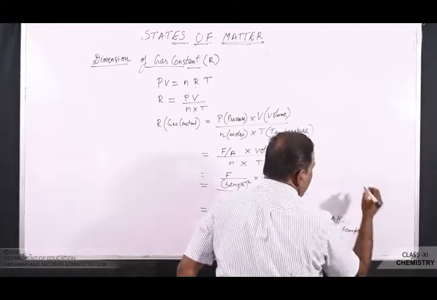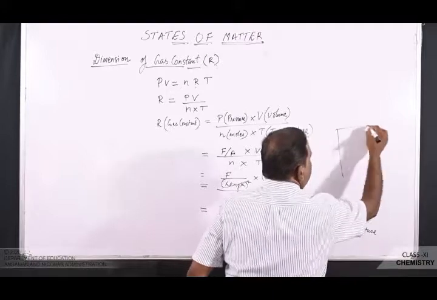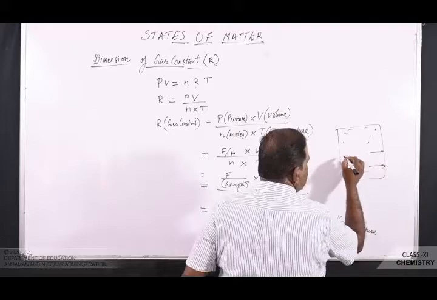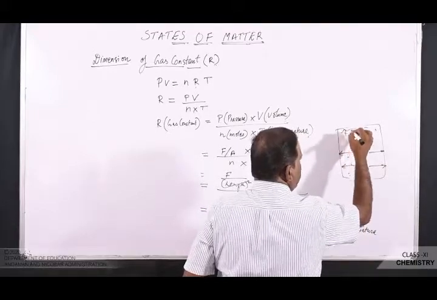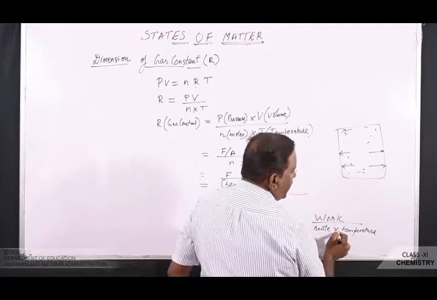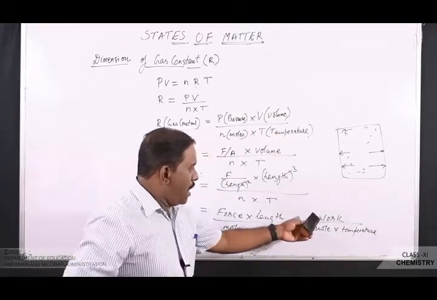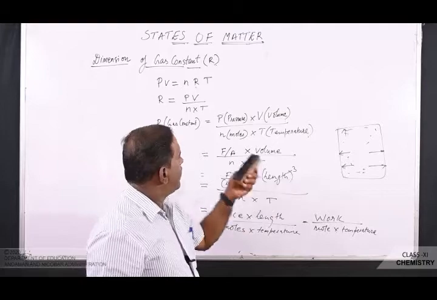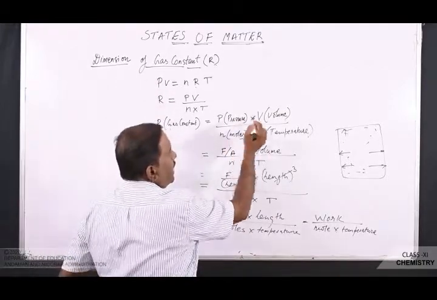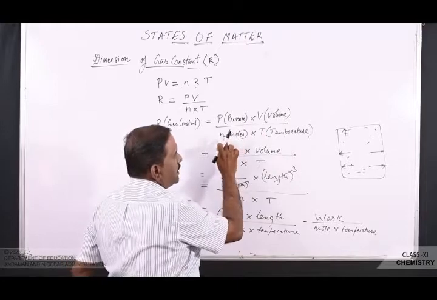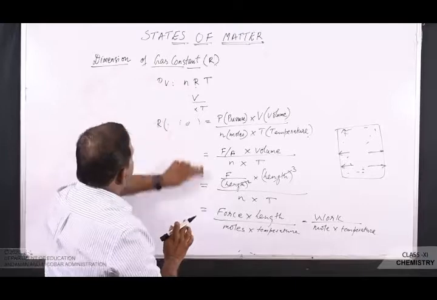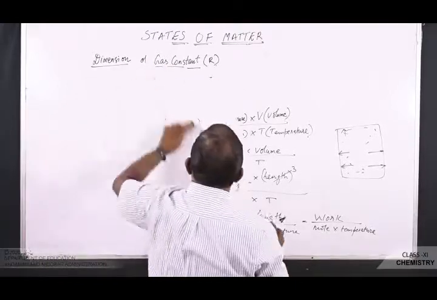Now in a container, as we know, when the gases are enclosed, the forces applied on the walls of the container is a work. So work by mole into temperature. Now let us see the different units of this pressure and volume. This will remain as it is, that is mole inverse and temperature inverse. So the values of R can be found.